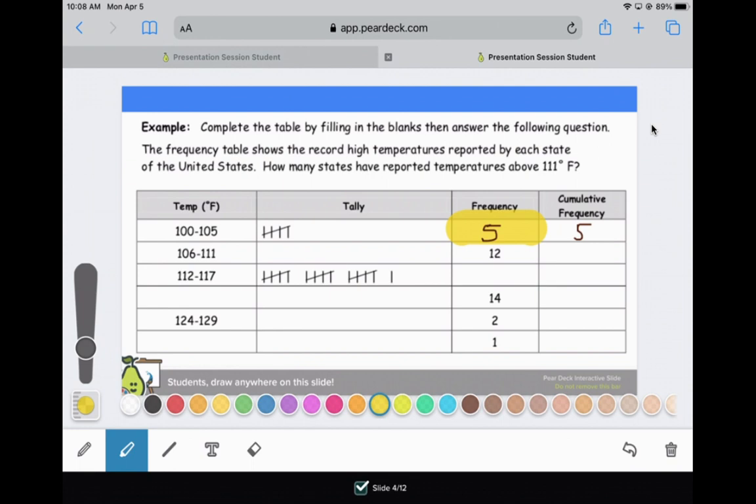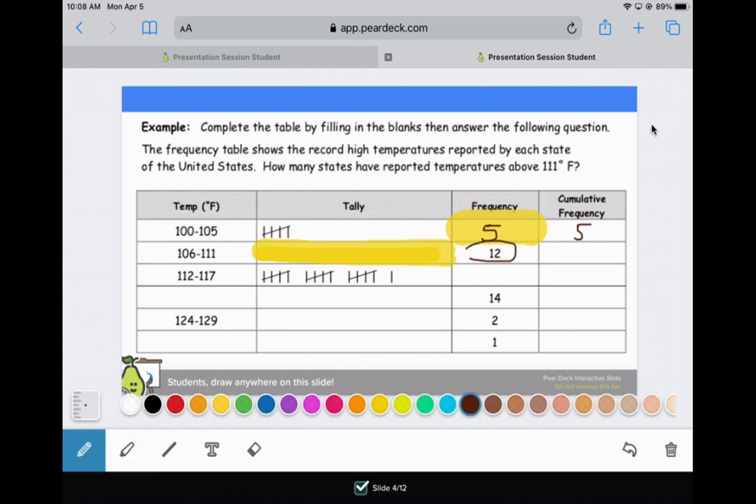Okay, the next one, if you look over here, the tally that you have to fill in, okay? If you copy from a piece of paper, that will be much faster than doing it from Pear Deck. So if the number right here is 12, it tells me the frequency is 12. That is telling me that the tally should be 12 of them. So 1, 2, 3, 4, 5. 1, 2, 3, 4, 5. And then 2 more.